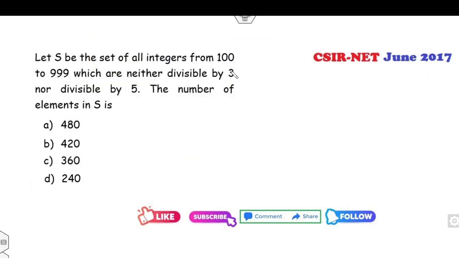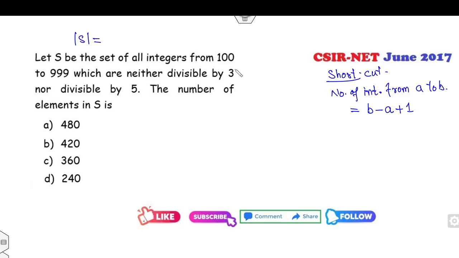Let S be the number of the integers from 100 to 999 which are divisible by, okay. Always remember how you can calculate the number of integers from A to B. That will always be B minus A plus 1. So B is 999 minus 100 plus 1. So that will be 900.